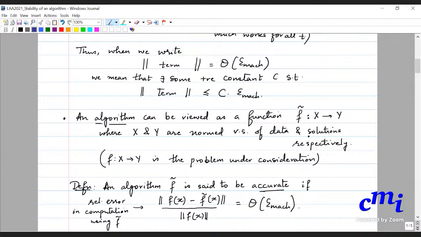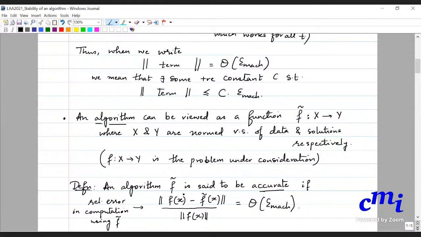So now you have to start thinking about, if we cannot get the exact answer, how much is the error? Talking about how much error is acceptable gives us all these notions of how good an algorithm is. So the first notion is accuracy. We will say that the algorithm is accurate if this relative error is to the order of machine epsilon.